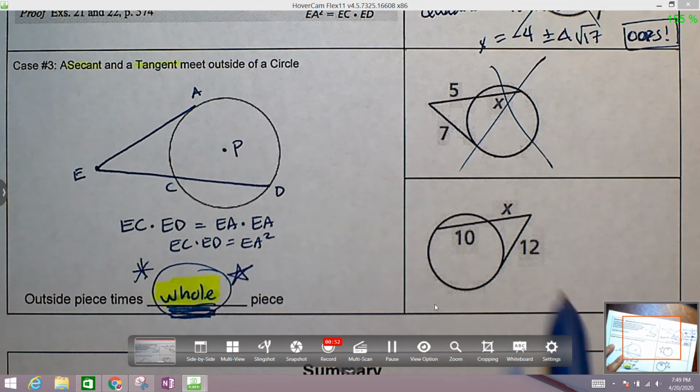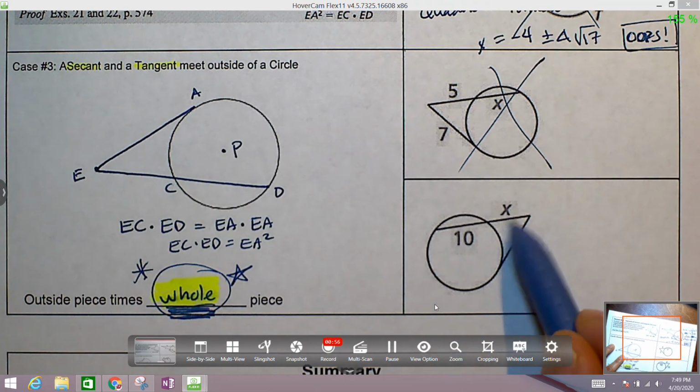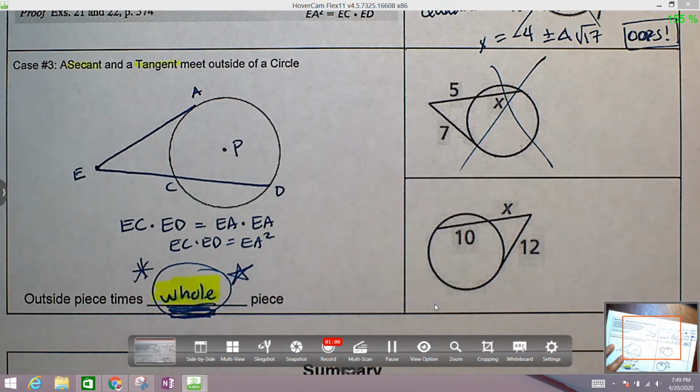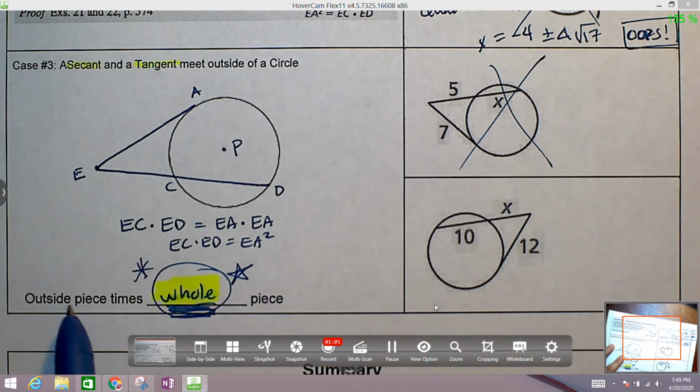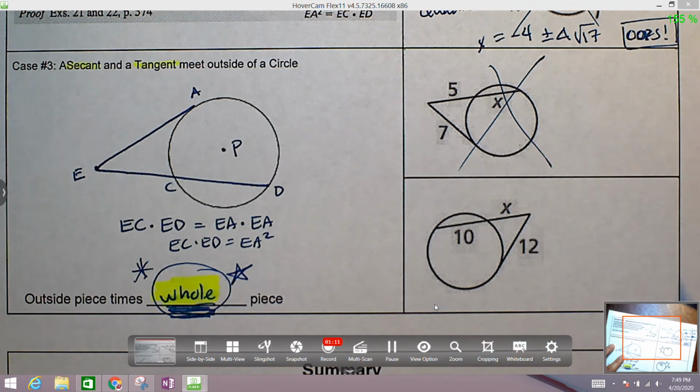Okay. Look at this situation. You have a circle, and then you have a secant up top here and a tangent. And you have a secant and a tangent that meet outside of a circle. So the key phrase is outside piece times whole piece. Okay. So on this top secant, let's go ahead and do that.